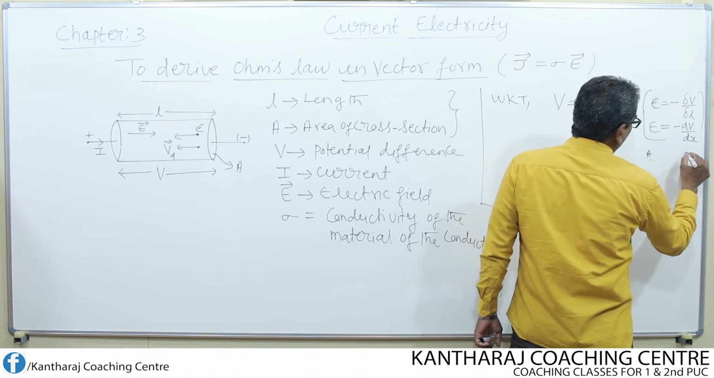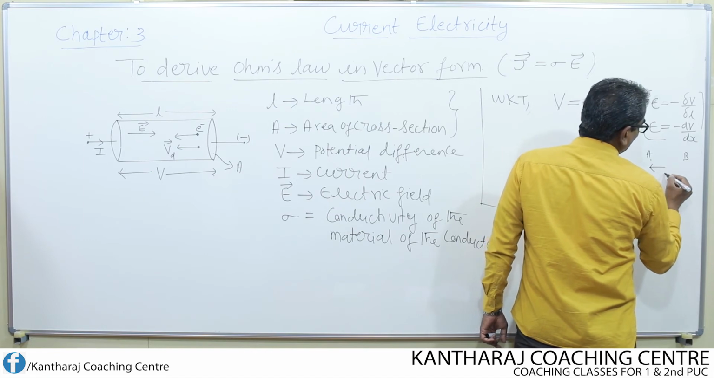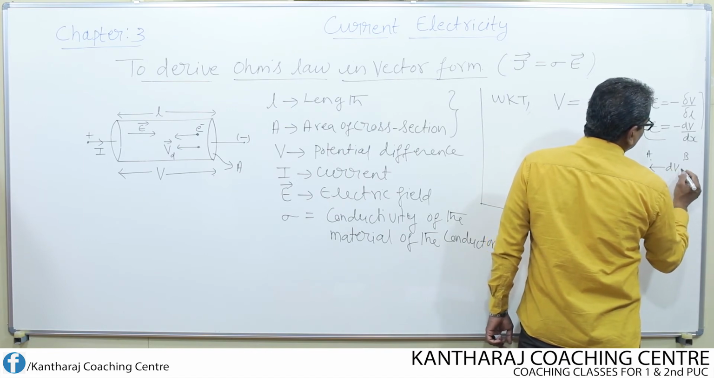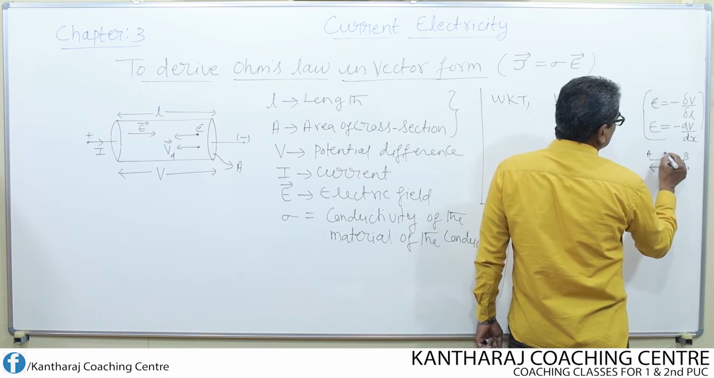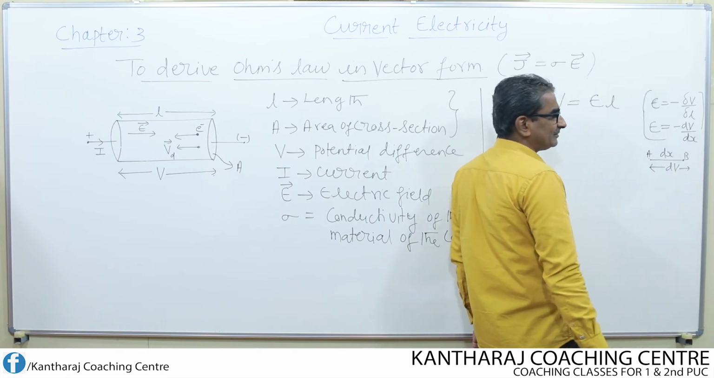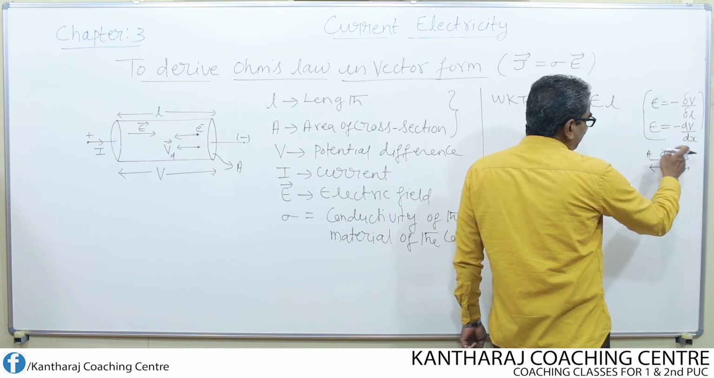Suppose point A, point B. What is the potential difference between the 2 points? I write this as dV. Then what is the distance between these 2 points? The distance between these 2 points is taken as dx.